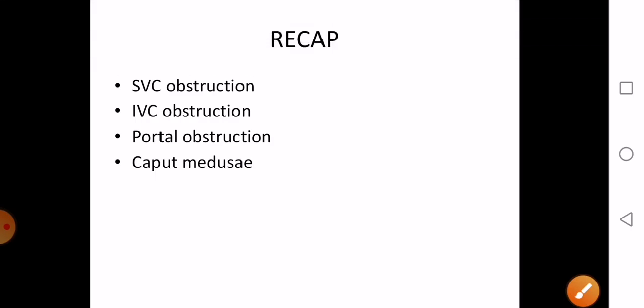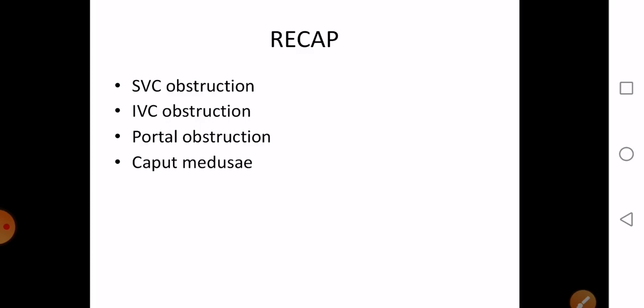So, to recap, we saw SVC obstruction and all the alternate pathways. We saw IVC obstruction, the alternate pathways, portal obstruction and where all the portosystemic anastomoses will be, and we stressed upon the one around the umbilicus because that is the one that you are most commonly seeing.